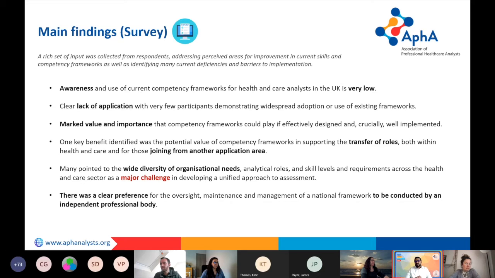Going to the last point, there was a clear preference that something needs to be developed, and it would be better if it was maintained by an independent professional body, to allow the whole of the analytical community to contribute to such a framework and help shape and develop it too.